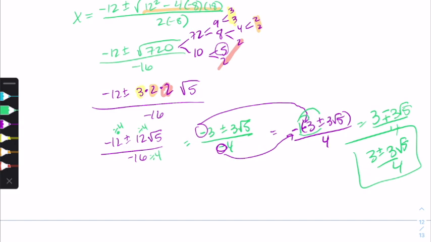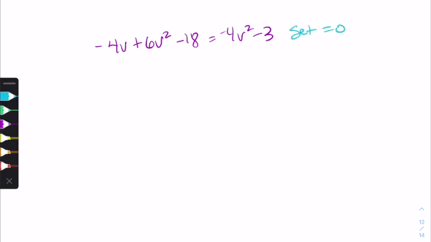Okay. Let's try one last one. So if I give you negative 4v plus 6v squared minus 18 equals negative 4v squared minus 3. Okay. So this is not set equal to 0, so the first thing I need to do is set it equal to 0. Okay. So I'm going to move everything to one side. So I'm going to choose to move the right side to the left side.